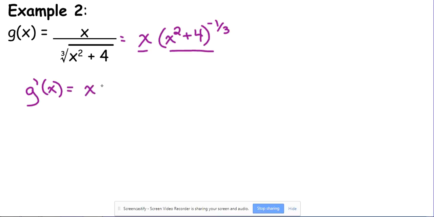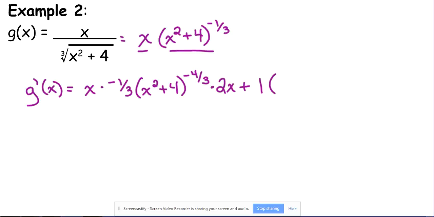Okay, first, times the derivative of the second. Bring down the exponent, keep the inside the same, subtract 1 from the exponent. If you're not getting good at these fractions yet, you better be getting good at them because I promise you they're not going to go away. Times the derivative of the inside, times 2x. Plus the derivative of the first, well, that's nice, it's just 1. Times the second.